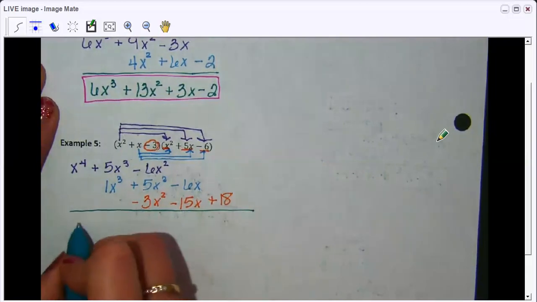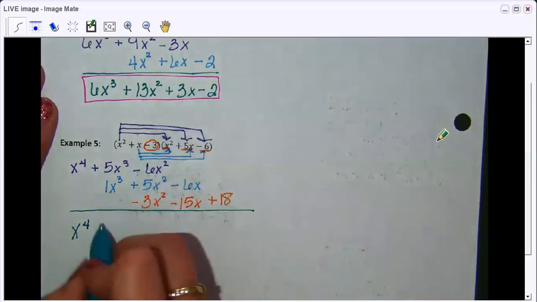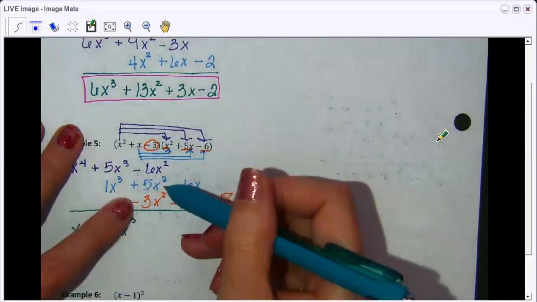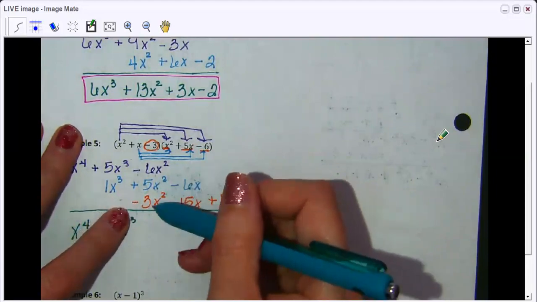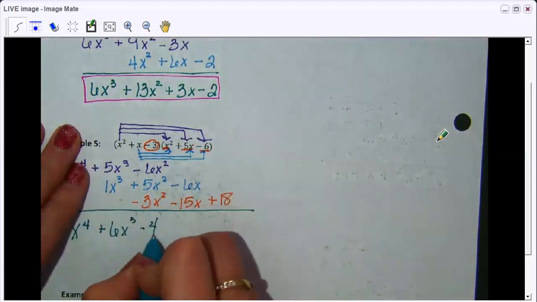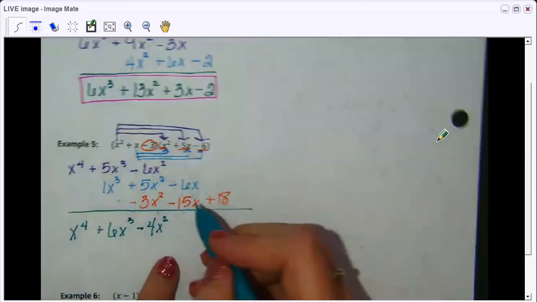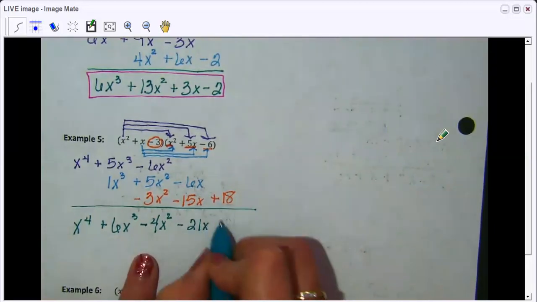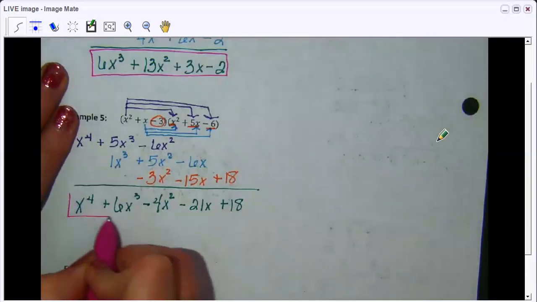So we bring down the x to the power of 4. We have 5x cubed plus x cubed gives us a 6x cubed. So negative 6x squared plus 5x squared is negative 1, right? Negative 1 minus 3 is a negative 4. So this should be negative 4x squared. So if you got that one wrong, be very careful when you're combining all your like terms, okay? Negative 6 minus 15 is a negative 21x and then plus 18. And so this would be your final answer here.